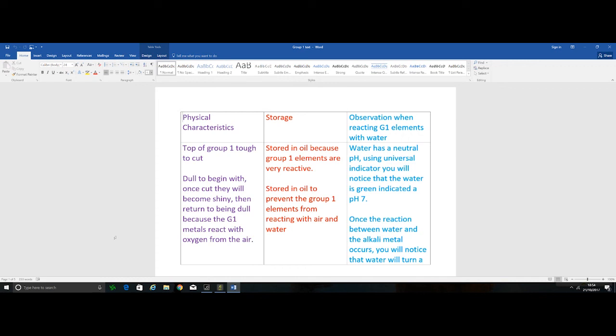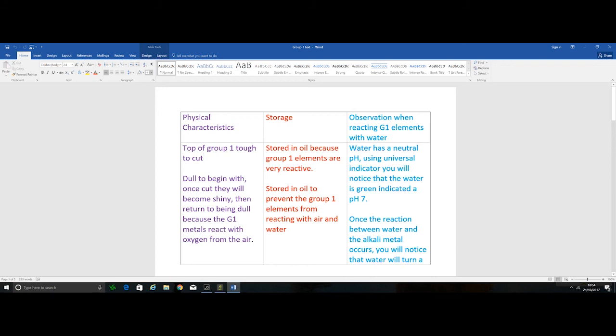So what I've done here is I've drawn up a table with physical characteristics, how we store it, and the observation when you're reacting those group 1 elements with water. At any point you can pause it and make notes, but I'm going to go through them in any case. So number 1, we'll start with their physical characteristics. How do they appear in the first place?